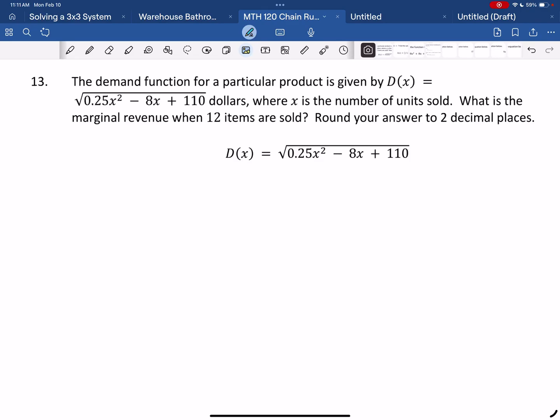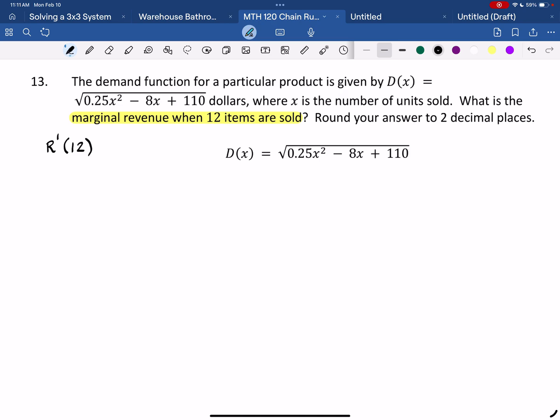Example 13. The demand function for a particular product is given by d of x equals the square root of 0.25x squared minus 8x plus $110, where x is the number of units sold. What is the marginal revenue when 12 items are sold? So what they're asking me to find is R prime of 12.